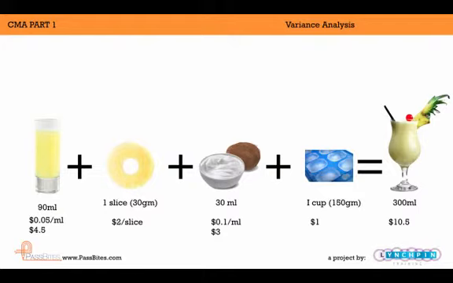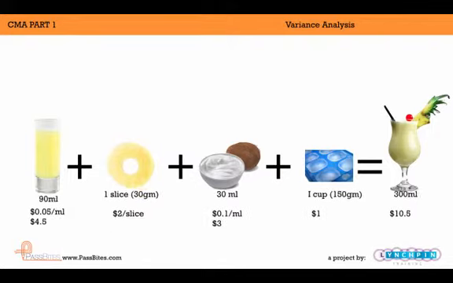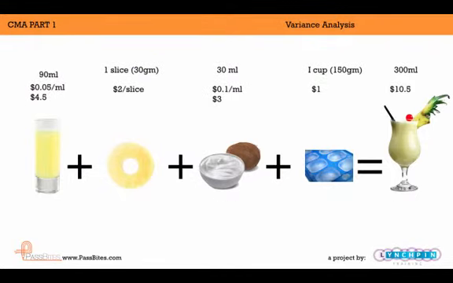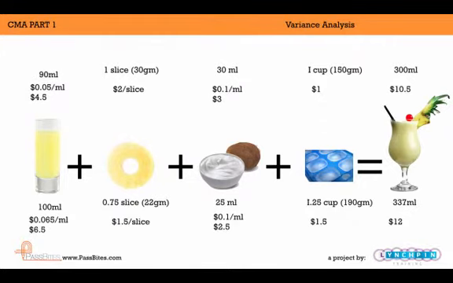So here we have budgeted prices for individual ingredients: $0.05 per milliliter of pineapple juice, $2 per slice of pineapple, $0.1 per milliliter of coconut cream, and let's say $1 worth of ice. This is our standard. So assume this was budgeted, and now we have actual data of making pina colada.